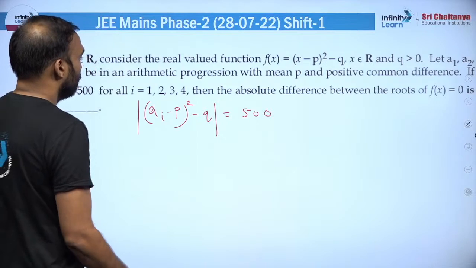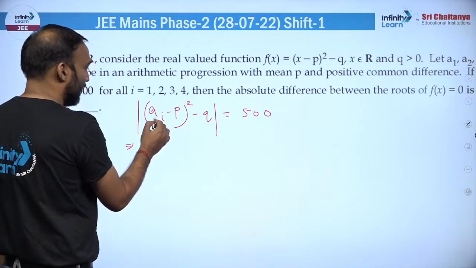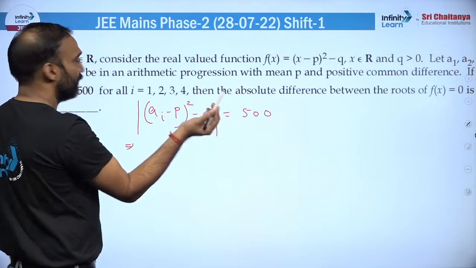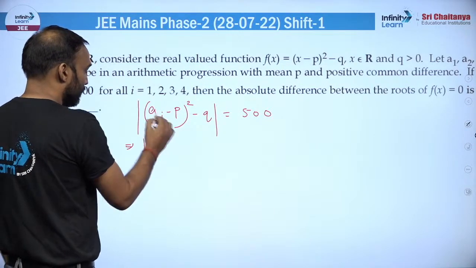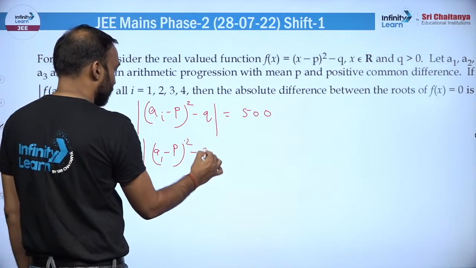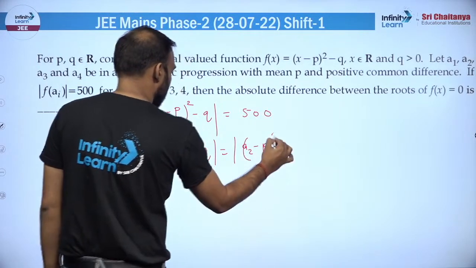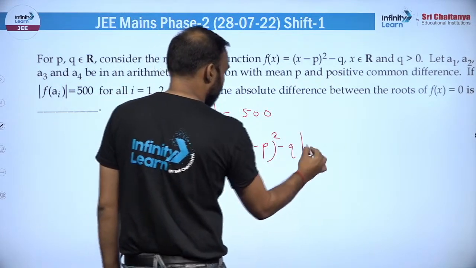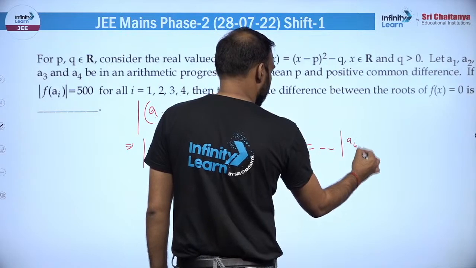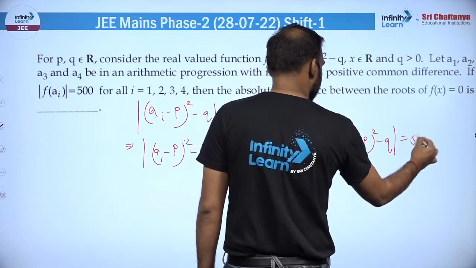right? So first of all, I can square this. I can open the modulus. ai can be 1, 2, 3, 4. There are 4 terms, right? So I can write this as (a1 minus p) whole square minus q is equal to (a2 minus p) whole square minus q, and so on till (a4 minus p) whole square minus q. This is equal to 500.